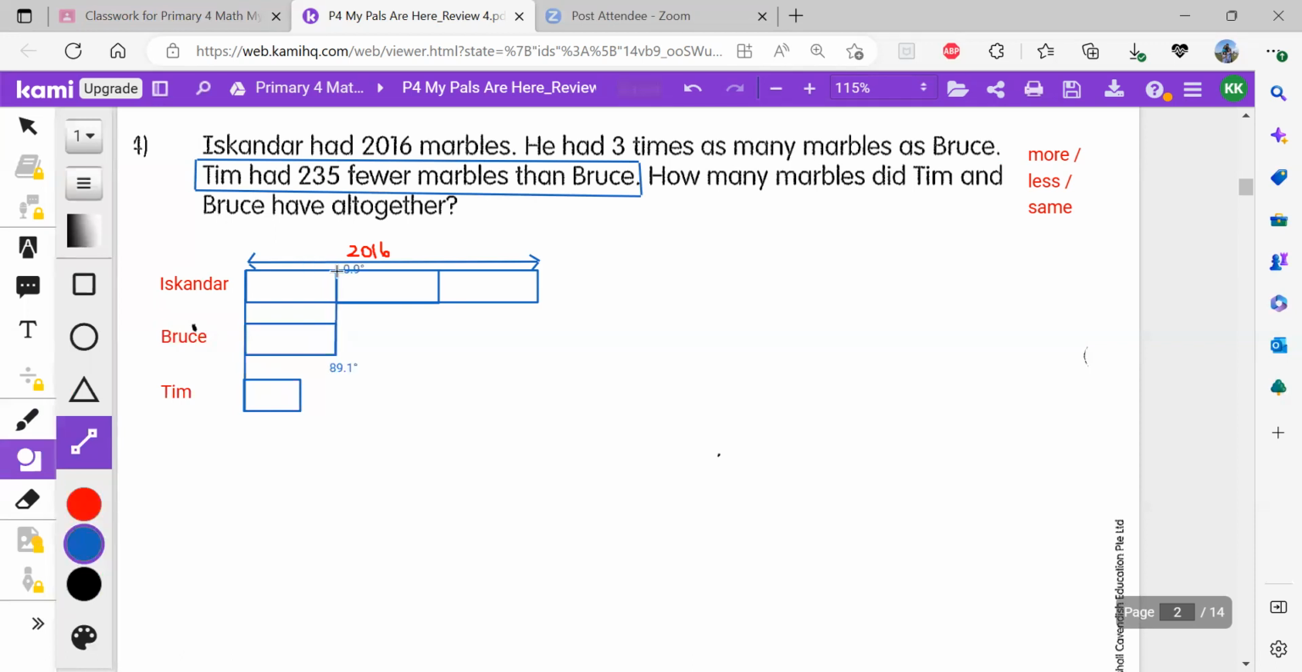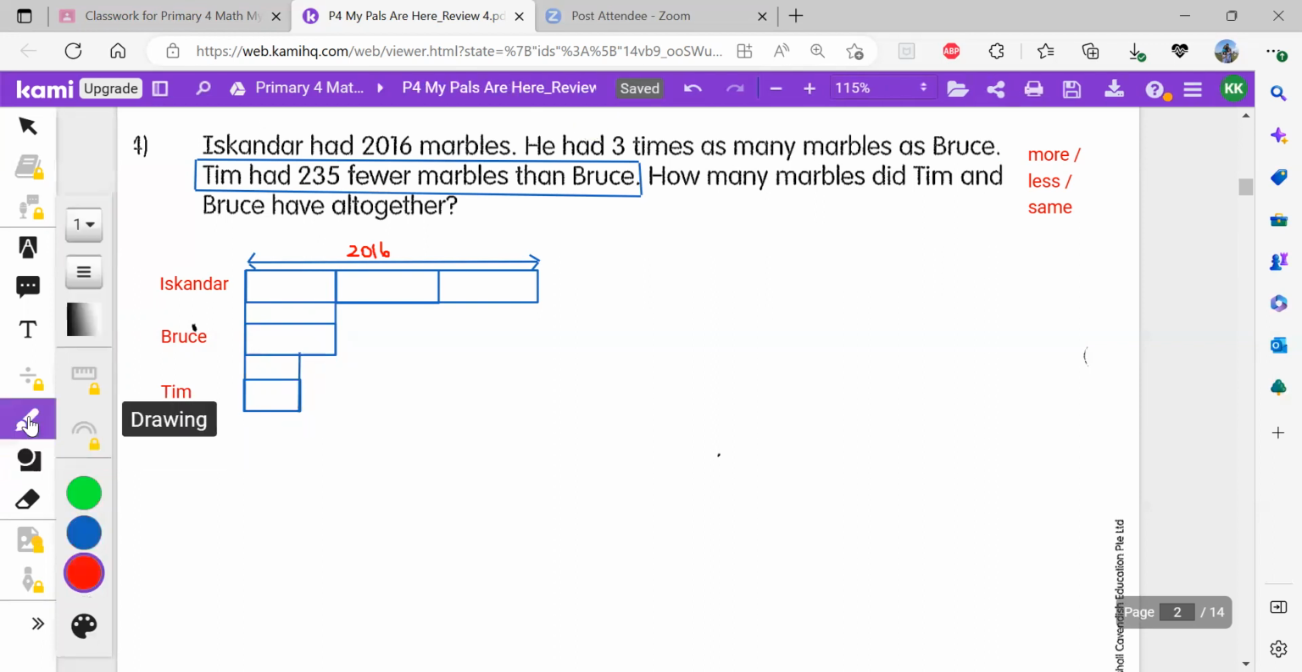But this person, Tim, does not have the same length, it's actually shorter. It's only up to here. Okay, it's only up to here. So, and I see there's 235 shorter, so I'm going to just write down here 235.